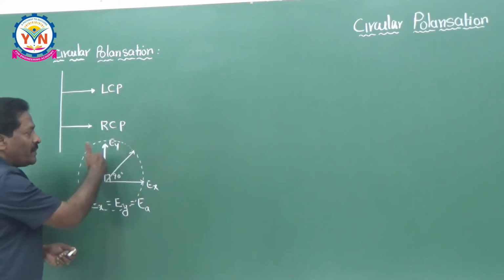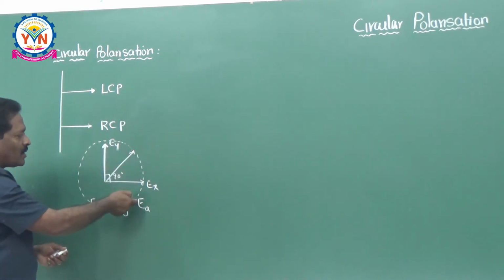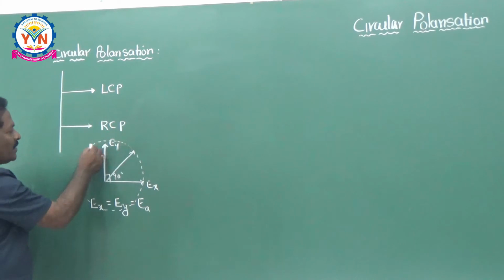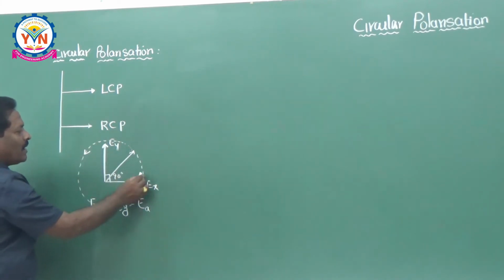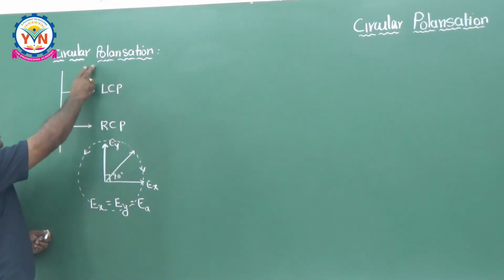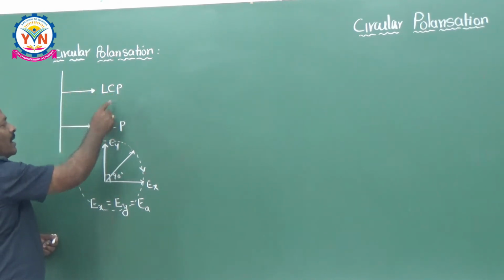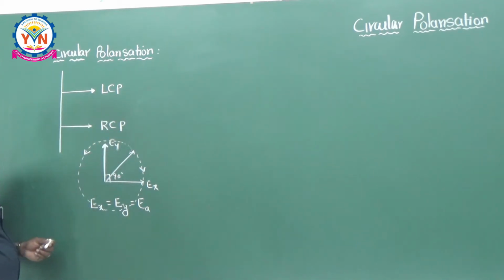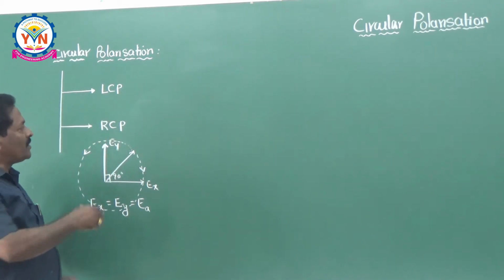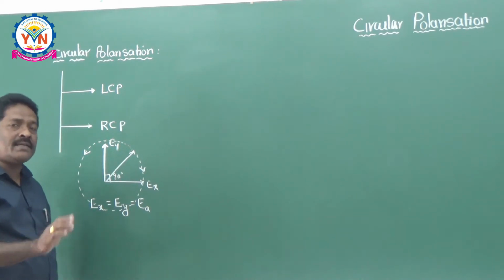But the circle may be either left circular polarization or right circular polarization, because the circle may be either in this direction or in this direction. So there are two types of polarization in circular polarization. One is LCP and the other one is RCP. And most of the time in your examination they are going to ask you specifically which polarization it is.